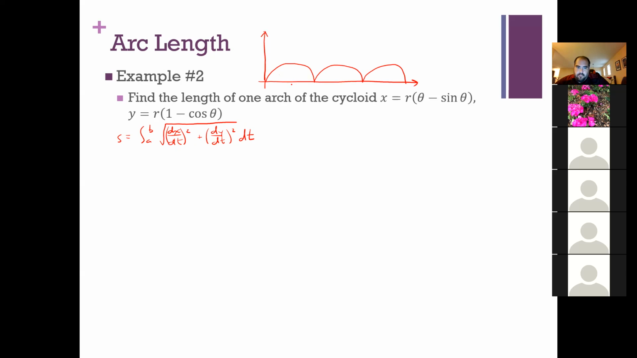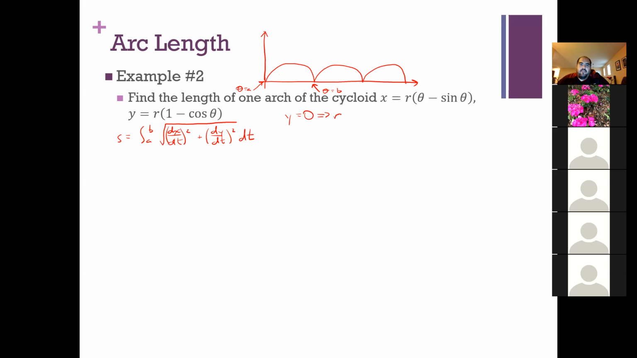Sorry, y equals 0. Yeah, and why is it y equals 0? I want one arch of this cycloid, so where does the arch begin and end? It begins where y starts at 0. I'm assuming y starts at 0; I'll find out in a second if that matches this equation. This right here will give me theta equals A, and this right here will give me theta equals B. So let's go ahead and set y equal to 0.